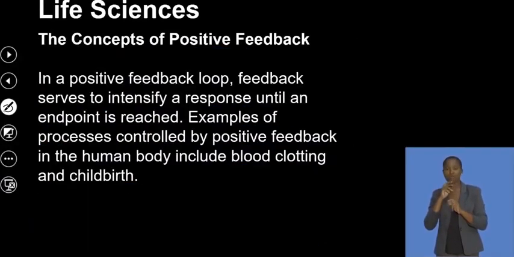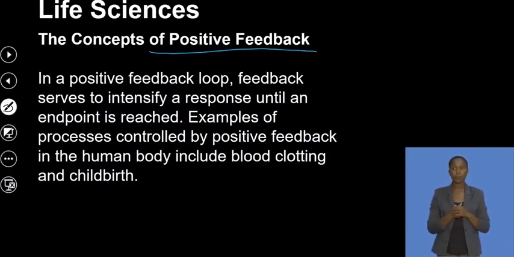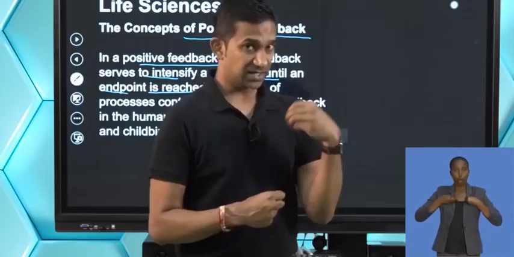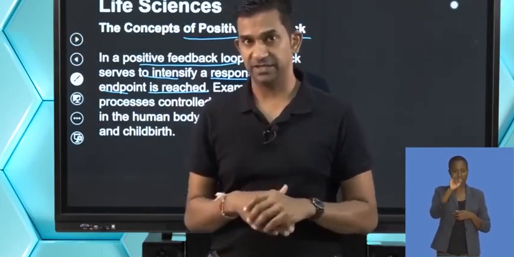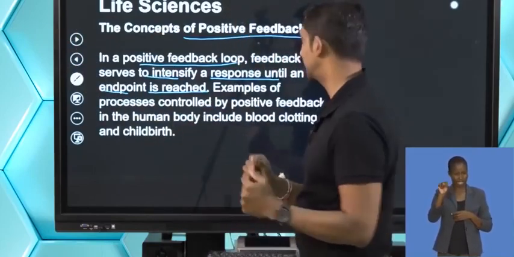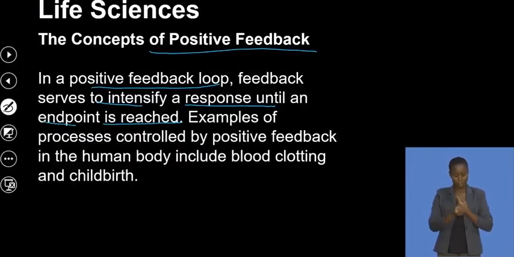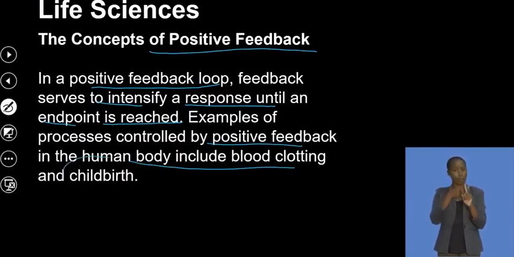Right, so we also have mechanisms called positive feedback. So in a positive feedback loop, the feedback serves to intensify a response until the endpoint is reached. Essentially that means one stimulus having an effect on another, increasing the effect. And we'll look at an example of that in a bit. So examples of this control process, which is a positive feedback, would be blood clotting and childbirth.